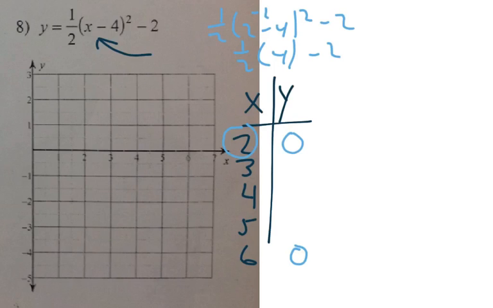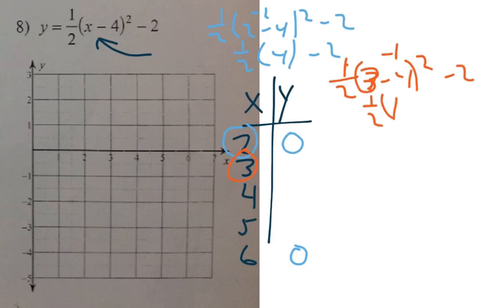Okay? Let's do 3. I'll do it in red. So 1/2, 3 minus 4. That's a 3 right there, guys. Squared minus 2. 3 minus 4 is negative 1, but squared is 1. So I have half of 1 minus 2. Half of 1 is 1/2 minus 2 is negative 1.5. By the way, guys, if you don't have a calculator, get one, okay? And feel free to use your calculator on these, but that's negative 1.5 or negative 1.5.